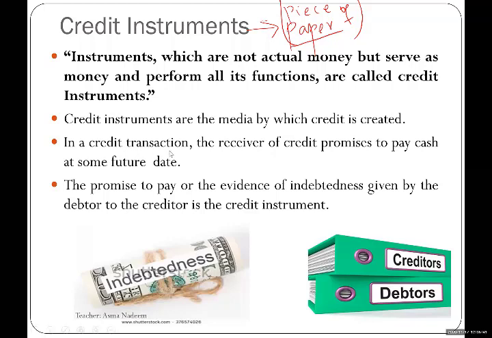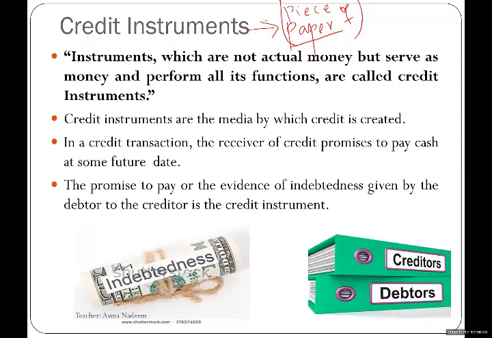In a credit transaction, the receiver of credit promises to pay cash at some future date. The promise to pay, or the evidence of indebtedness given by the debtor to the creditor, is called the credit instrument. For example, what is written in this point: if I have given you a credit instrument, it means you have the evidence now. You have the evidence that I am in indebtedness. I have to pay you.